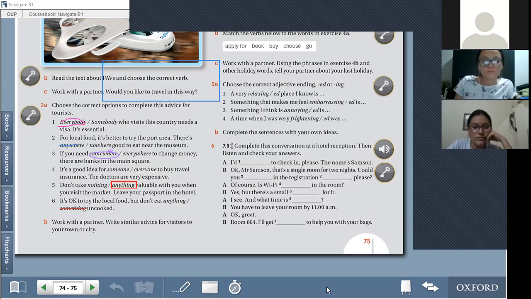Let's analyze number 2. For local food, it's better to try the port area. There is nowhere good to eat near the museum. There is nowhere good to eat near the museum, all right? You think she's right or not? For local food, it's better to try the port area. There is anywhere or nowhere good. It's nowhere, no? Yeah. I think that is nowhere. The answer is nowhere, right?